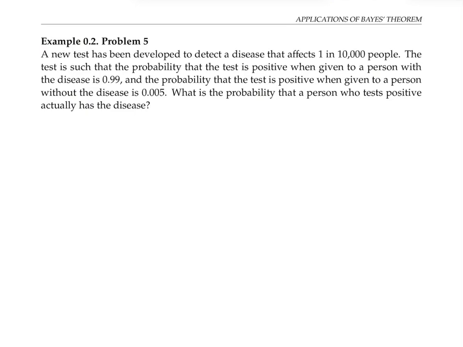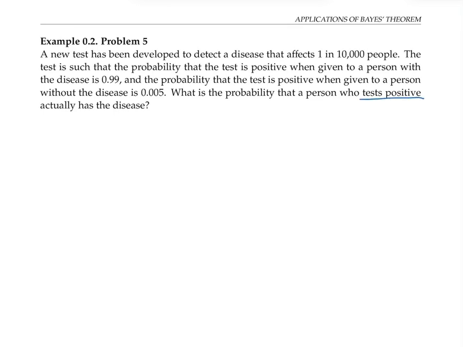Okay, let's use the given information to plug into the formula. So first we're going to represent the events with letters. We know that the person tested positive, and therefore that is going to be our E. And what we want to find out is if they actually have the disease. So let's set that equal to F.